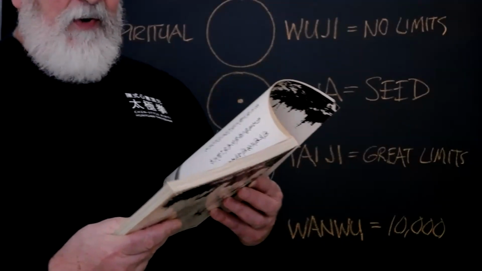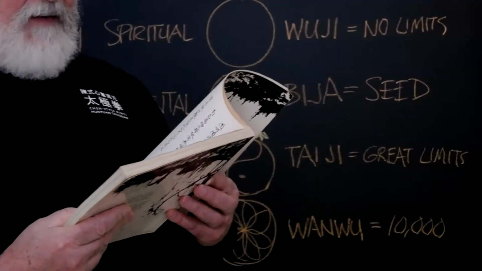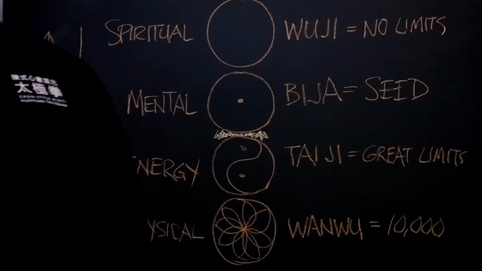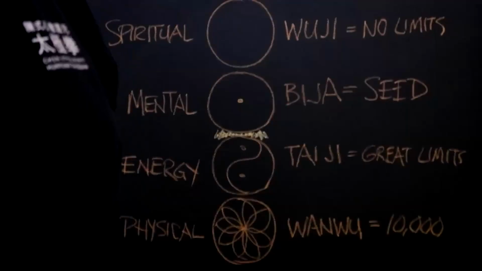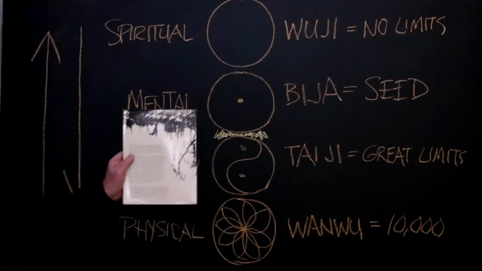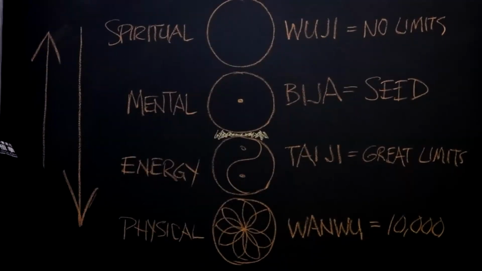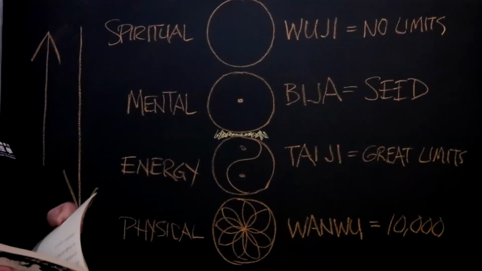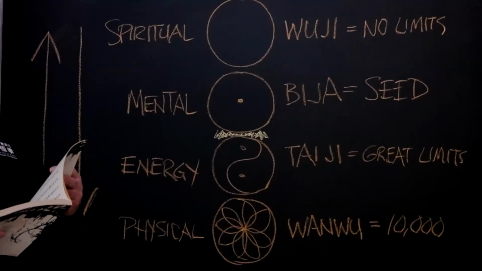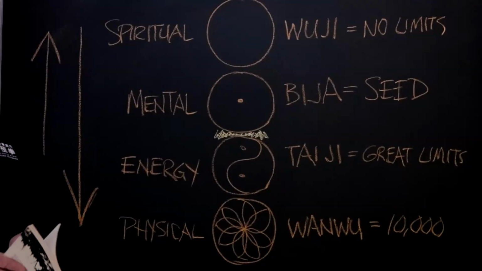The Tao that can be told is not the eternal Tao. The name that can be named is not the eternal name. Okay, the Tao. Where's the Tao on this chart here? It's the eternal Tao. It's the eternal name. The nameless name. Wuji. Yes, Wu Ji.